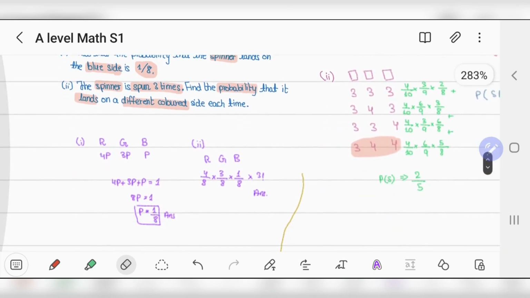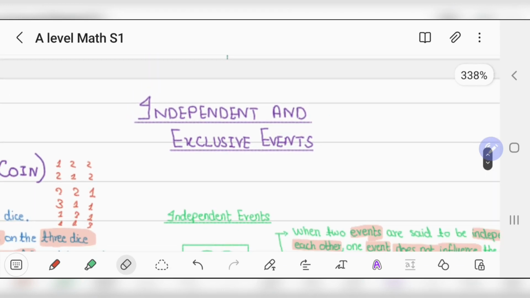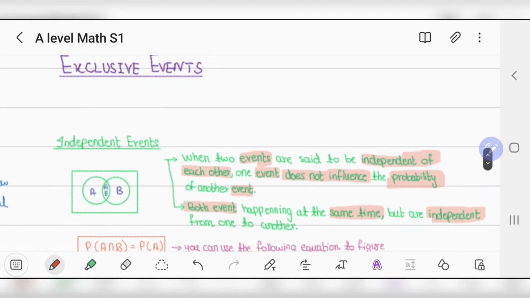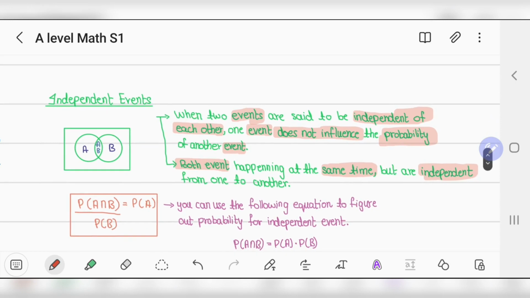Okay, let's move on ahead. Next question is, okay, so we have come to independent and exclusive events. What are independent events? When 2 events are said to be independent of each other, one event does not influence the probability of another event. Both events happen at the same time but are independent of one another. Like for example, you're tossing a coin or spinning a dice. They both are happening at the same time, but the probability of the one does not influence the probability of the other event. So they're independent but happening at the same time.